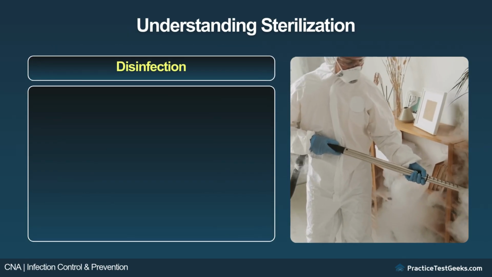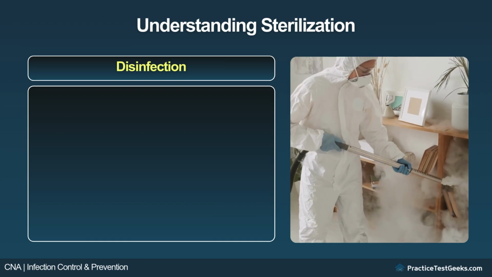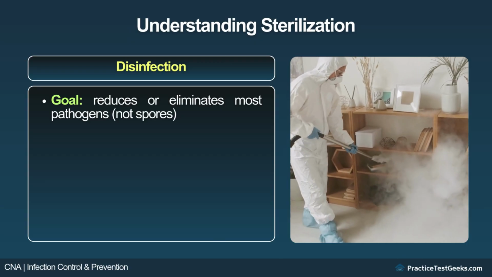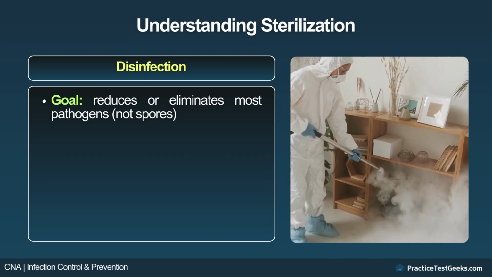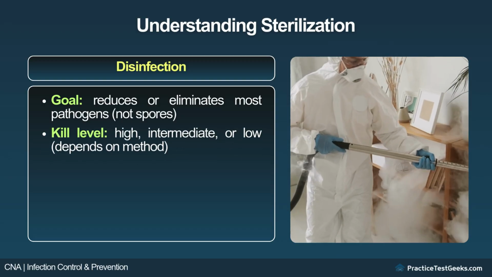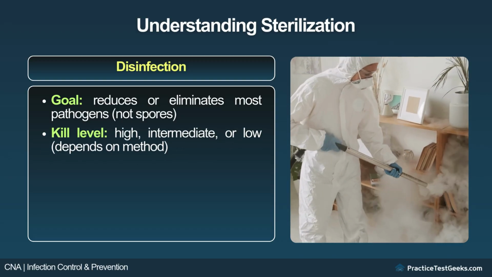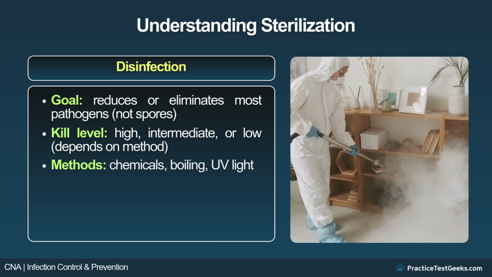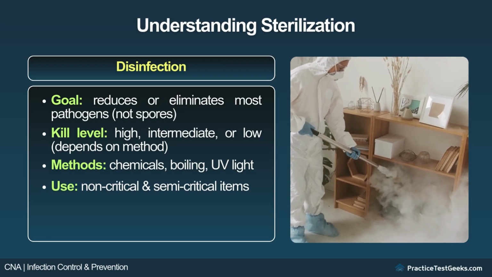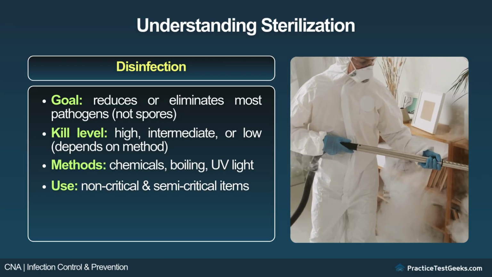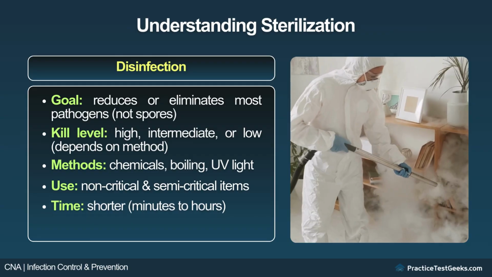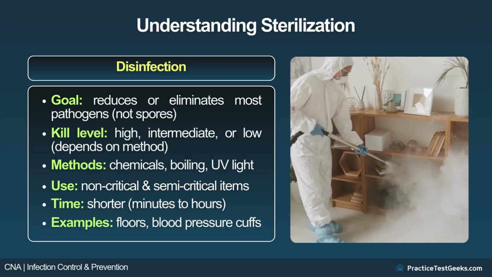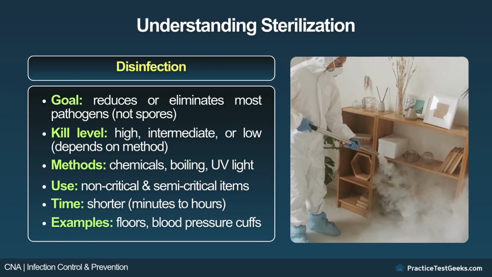Now let's compare disinfection and sterilization to clearly see how they differ in infection control. The goal of disinfection is to reduce or eliminate most pathogens, but not spores. The kill level can be high, intermediate, or low, depending on the method used. Common methods include chemicals, boiling, and ultraviolet light. It is mainly used for non-critical and semi-critical items. The process takes a shorter amount of time, usually minutes to hours. Examples include disinfecting floors or cleaning blood pressure cuffs.